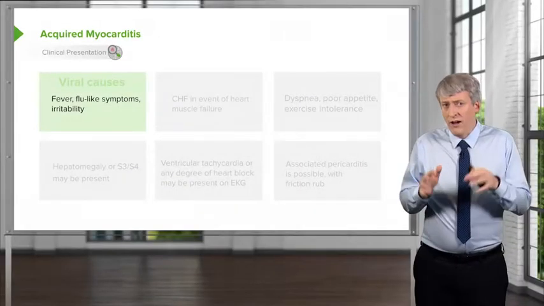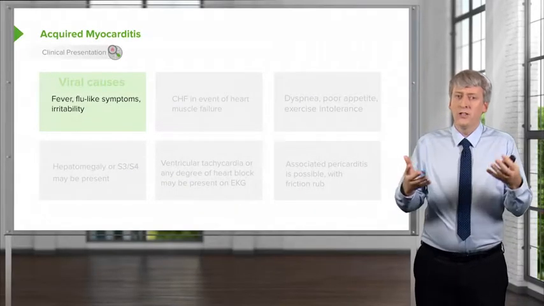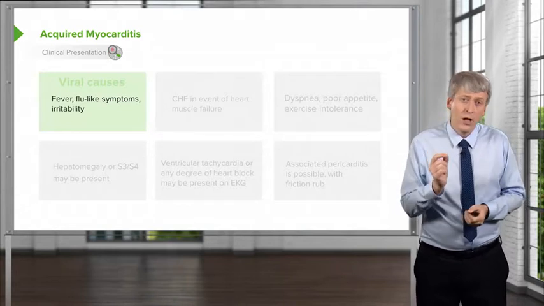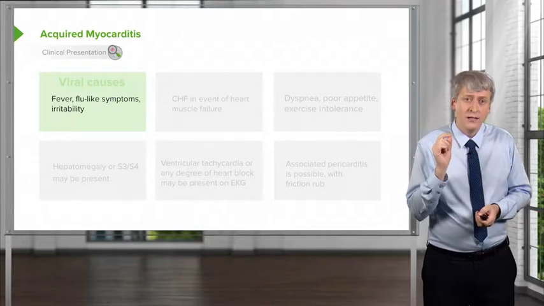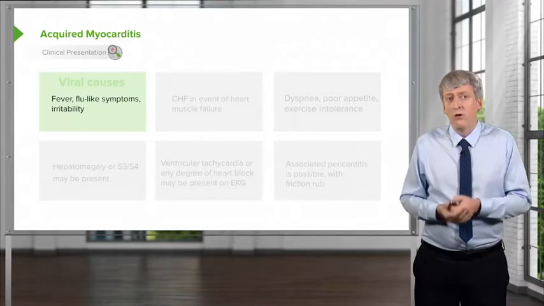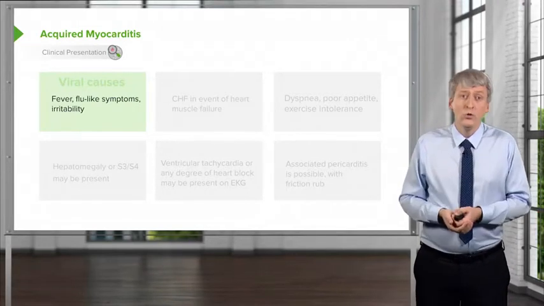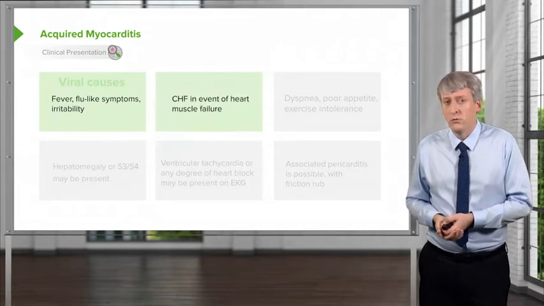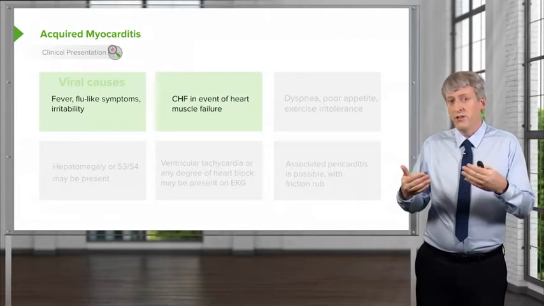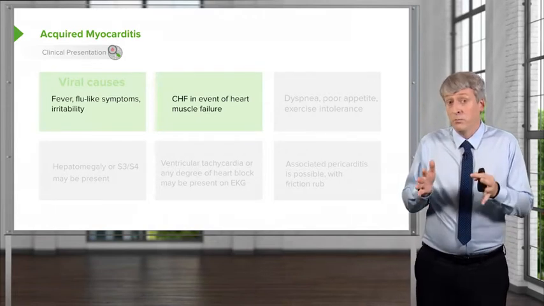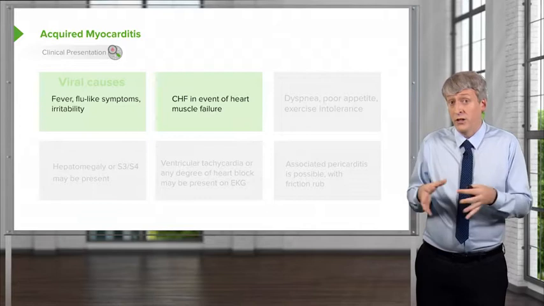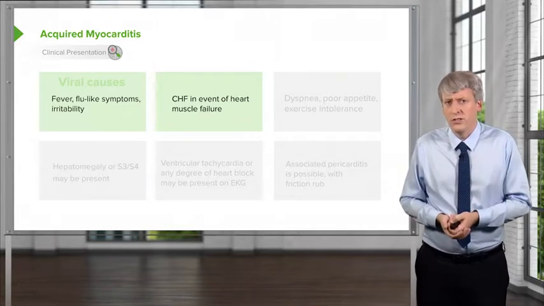When you think of viral causes, you often think, well, it's going to be a benign condition. But acquired myocarditis, even if viral, can be very, very dangerous. These viral causes often cause fever, flu-like symptoms, and irritability in children. If it gets severe, they can go into congestive heart failure. And they can have complete muscle failure of that ventricle, which can cause all kinds of systemic problems.